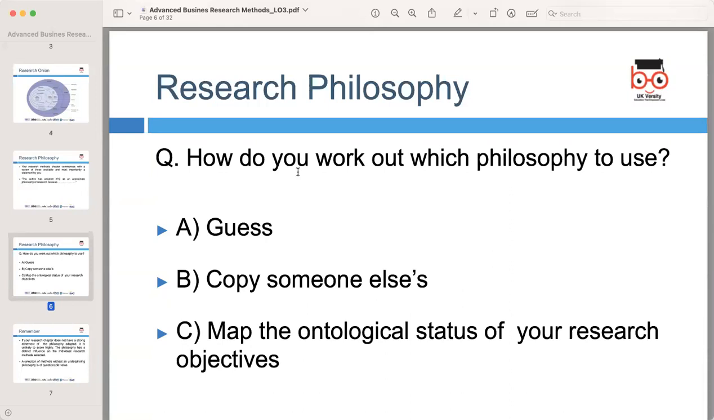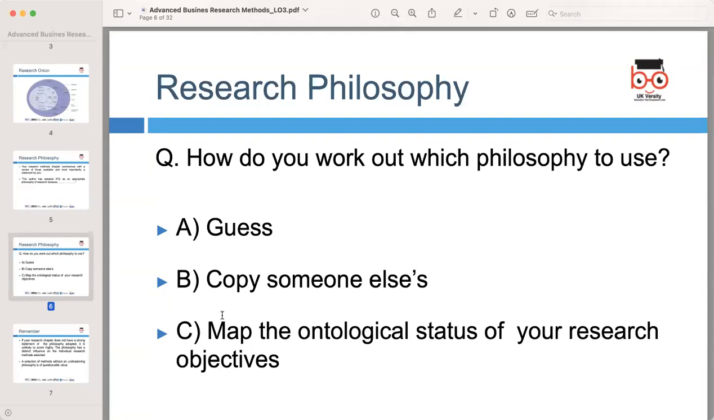Second is B, copying someone else's philosophy. It is perfectly acceptable to draw inspiration from existing research philosophies. Blindly adopting someone else's approach without careful consideration is not advisable. Your research should reflect your unique objectives and perspectives, which may differ from those of others.